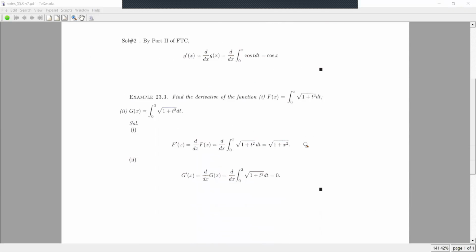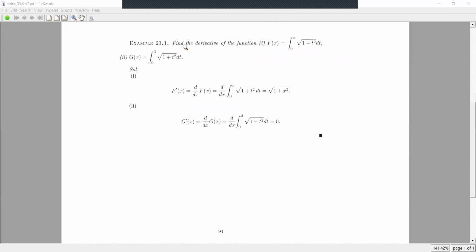Now, example 3. Find the derivative of the following 2 functions, f and g. Now, derivative of f first. Derivative of f is the derivative of this integral. Now, by formula, derivative cancels integral. Okay, then replace t by x, so we get this function. The derivative of f is this function.